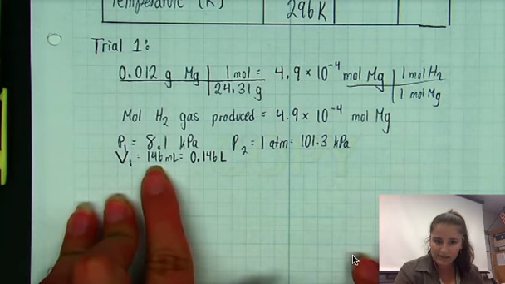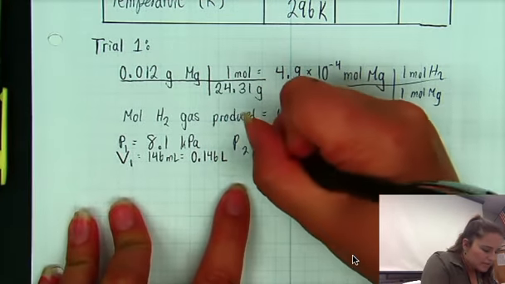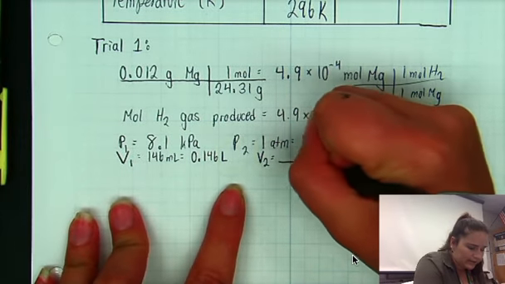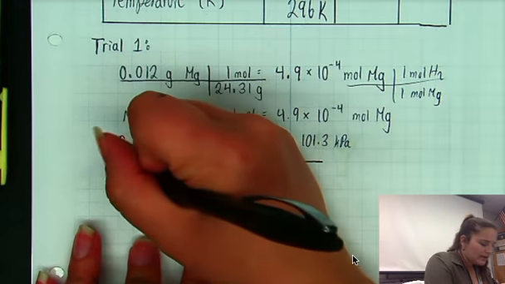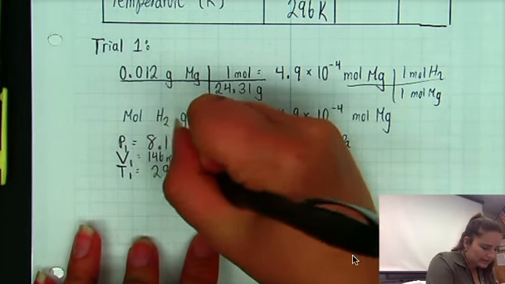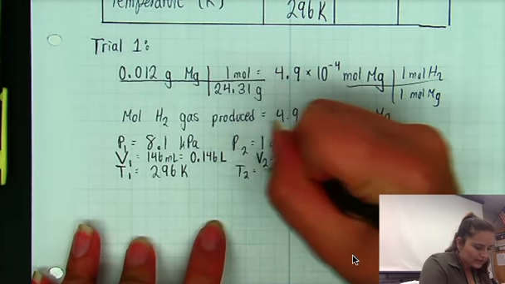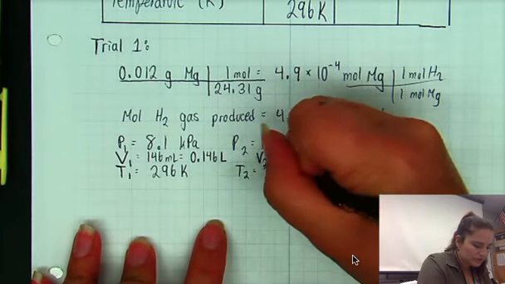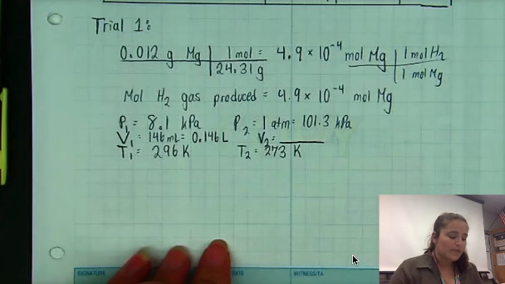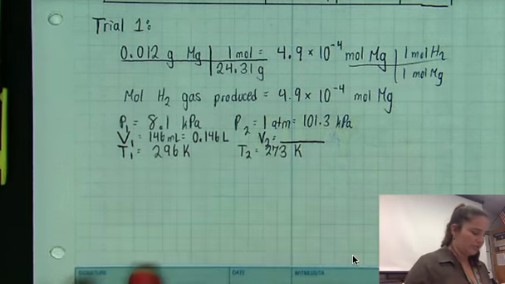It's just moving the decimal over 3 times, or you can think of it as dividing by 1,000. My volume of the hydrogen gas at STP is what I'm looking for, so that is going to be my unknown. The temperature that I was at was 296 Kelvin. Standard temperature, so T2, is 0 degrees Celsius, which is 273 Kelvin. Okay, so now I'm ready to plug and chug and find my volume 2.